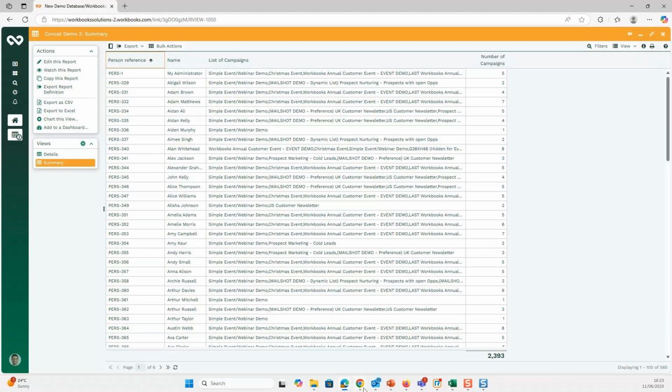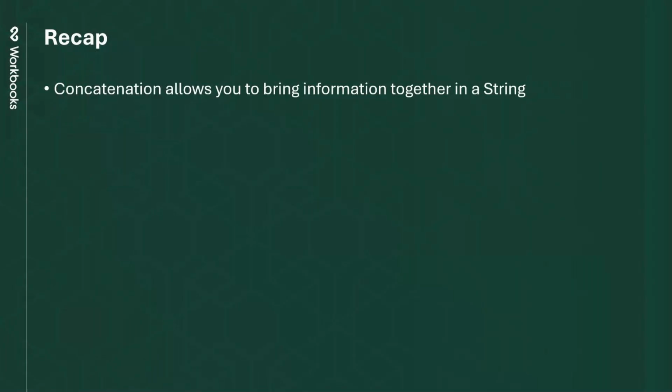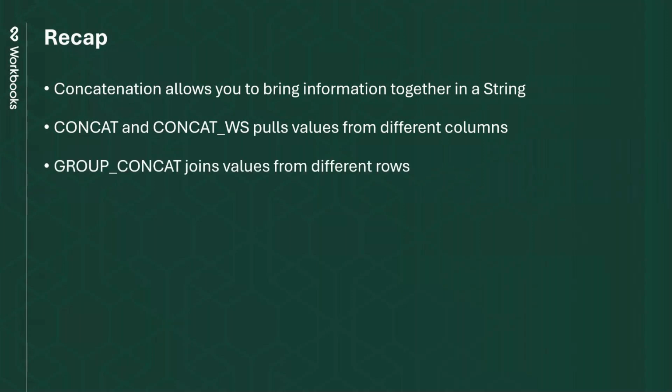So, having gone through that, let's recap. So the concatenation function lets you take information from different points in your report and link them together in a string. Both the concat and the concat with separator functions can take values from different columns and join them together. The group concat allows you to look at a different view and take values from different rows and link them together. But this is a formula that cannot be used within the details view of a report.